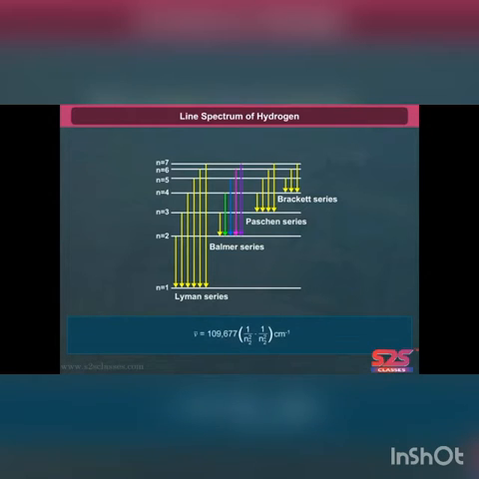The Swedish spectroscopist Johannes Rydberg noted that all series of lines in the hydrogen spectrum could be described by the given expression. nu bar is equal to 109677 times (1 over n1 squared minus 1 over n2 squared) centimeter inverse, where n1 can take values 1, 2 and so on, and n2 is n1 plus 1, n1 plus 2 and so on. nu bar is the wave number of the spectrum. The value 109677 centimeter inverse is called the Rydberg constant for hydrogen.